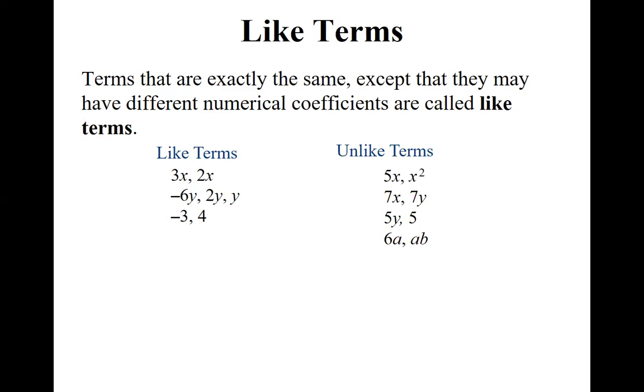Some examples of unlike terms would be 5x and x squared. They are both x's, but they're to different powers, so they are not like terms. 7x and 7y. The fact that the 7s are the same has nothing to do with it. The variables are different, x and y, so those are not like terms. 5y and 5, again, the common 5 has nothing to do with anything. 5y is a variable term, 5 is a constant term. They can't be like terms.